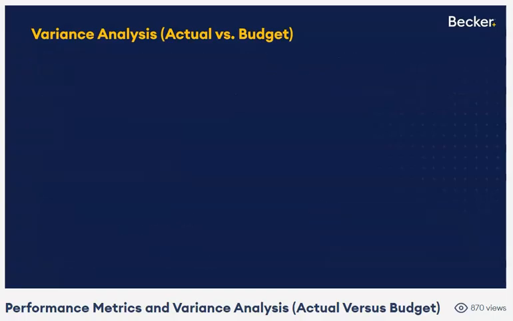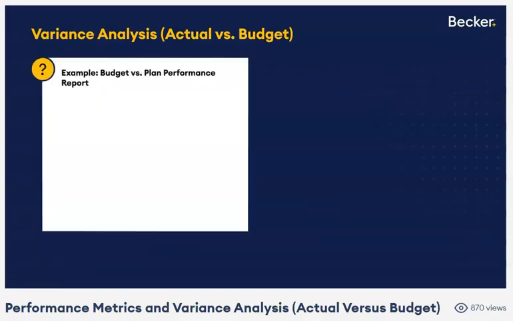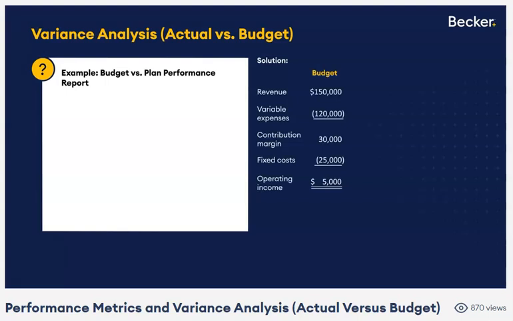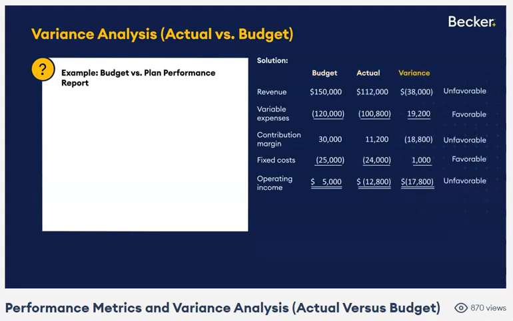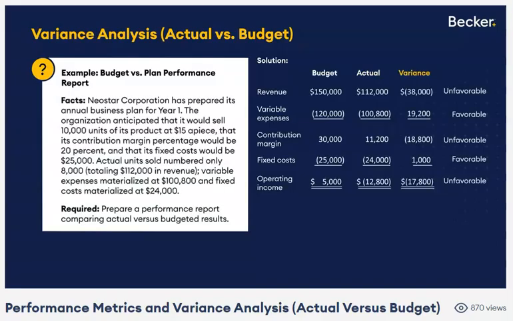Okay, so let's take a look at this example, variance analysis. The first column is our budget. The second column, the middle, is actual, and then we have our variance analysis. But they give us some details here. The budget is based upon 10,000 units being sold at a price of $15 a piece. They tell us that the contribution margin would be 20%.